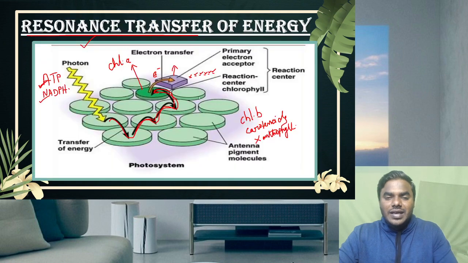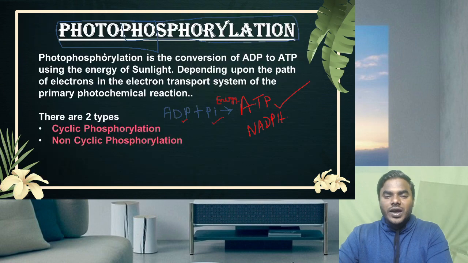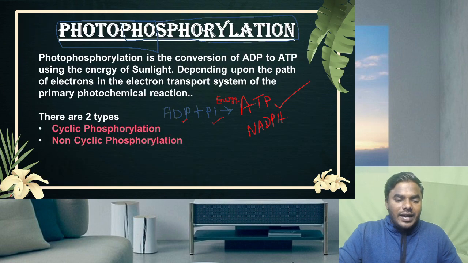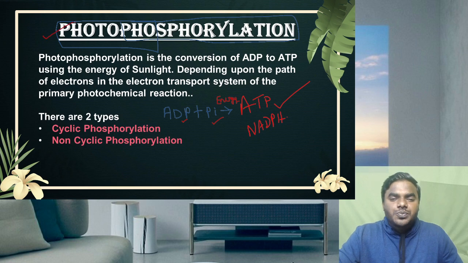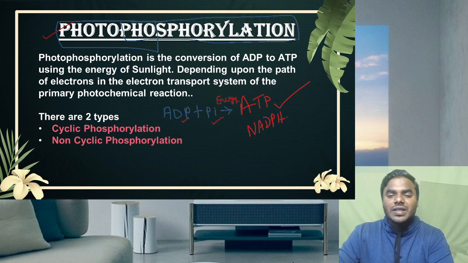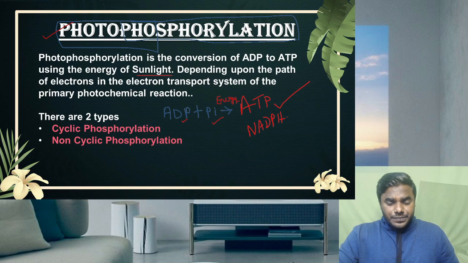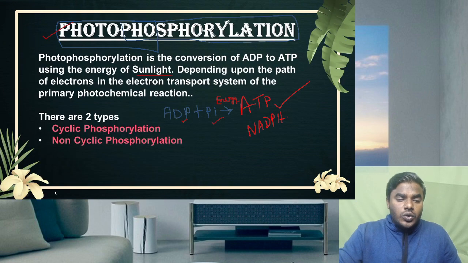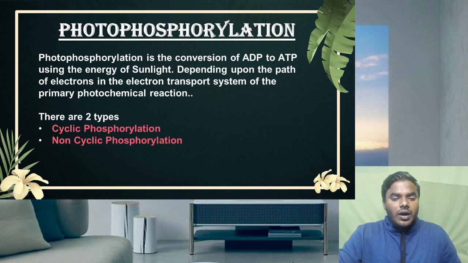I told you, friends, that energy only we will be using to produce ATP upon joining ADP with Pi. Friends, actually that energy basically comes from where? From the sun. That's why friends, we call it photophosphorylation, the production of ATP by joining the ADP with the Pi by using the energy of sunlight. There are two types of photophosphorylation: cyclic photophosphorylation and non-cyclic photophosphorylation.